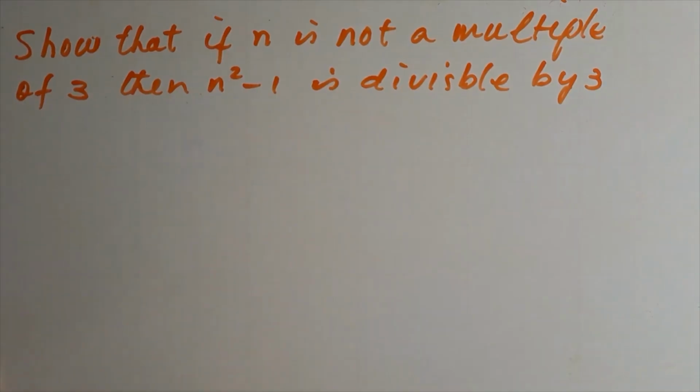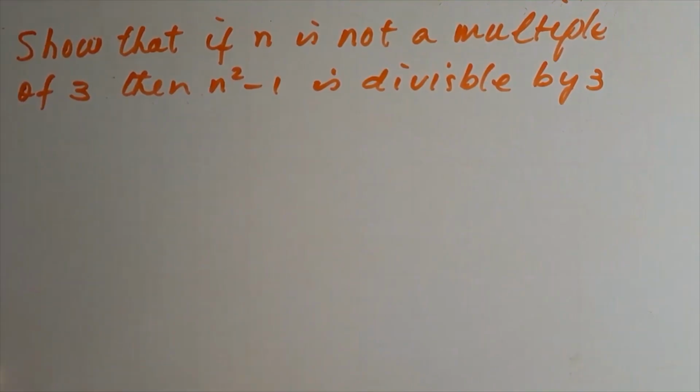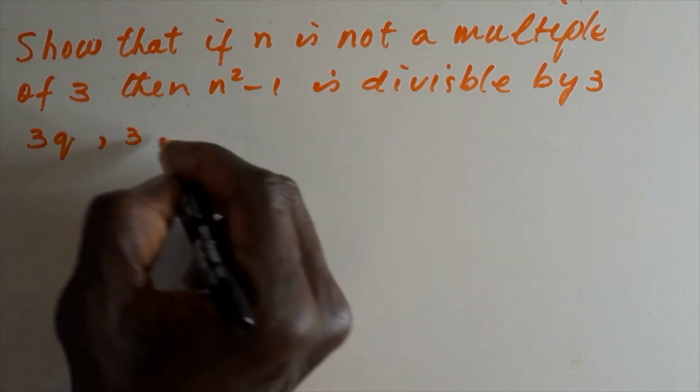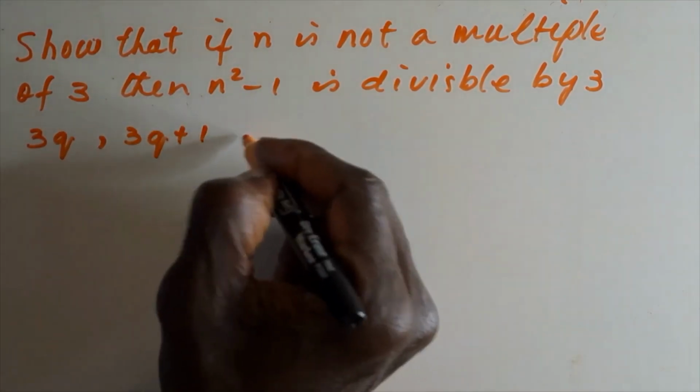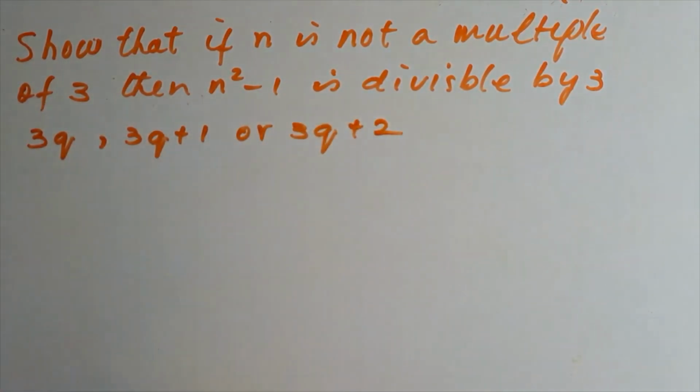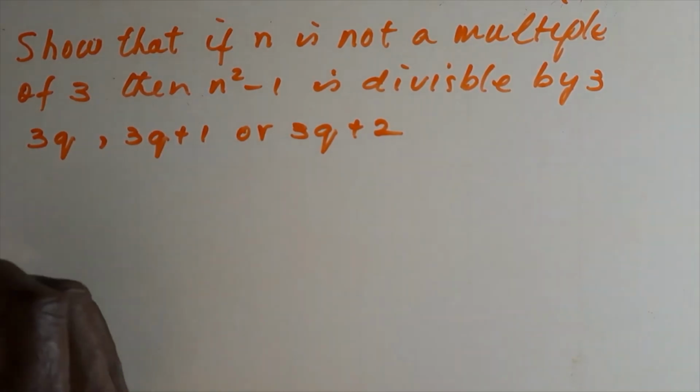Show that if n is not a multiple of 3, then n squared minus 1 is divisible by 3. Well, our division algorithm states n can take any of these forms: 3q, 3q add 1, or 3q add 2. Have a look at my 2 previous videos, and especially the first one, where I explain what the division algorithm is.